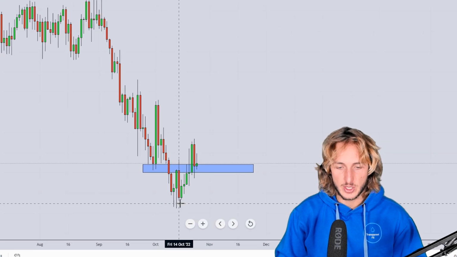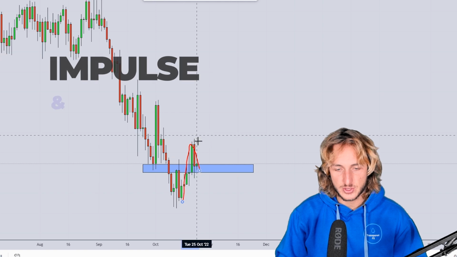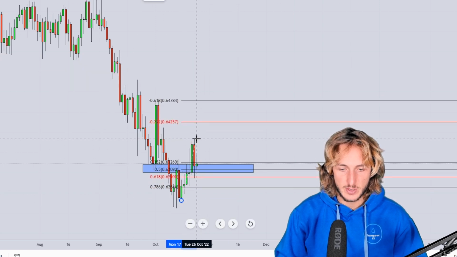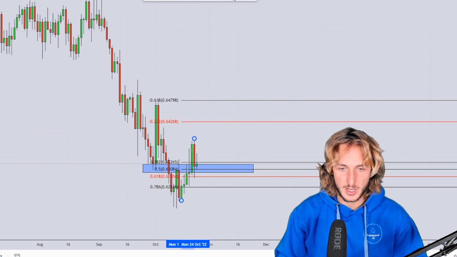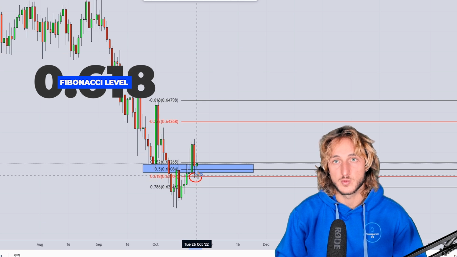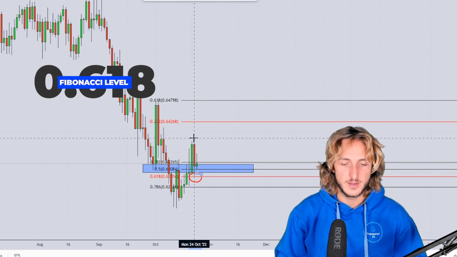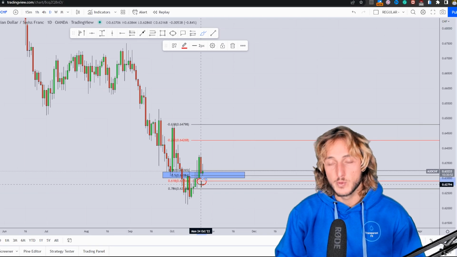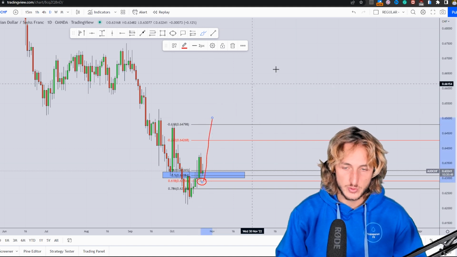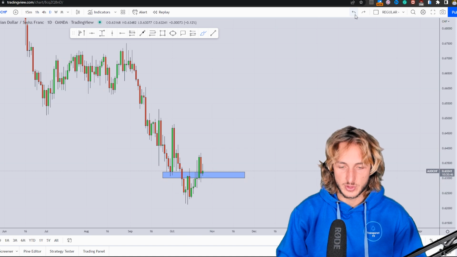the upside. We can also see how we have an impulse and correction, and in general, after an impulse, if you want to measure the correction, what you have to do is take your Fibonacci from the low to the high of the impulse, and we can see how the market has already touched the 0.618, which is the golden ratio of the Fibonacci taken on the impulse, which is the Fibonacci level to which most of the times the market will provide a correction to before then printing the continuation higher.